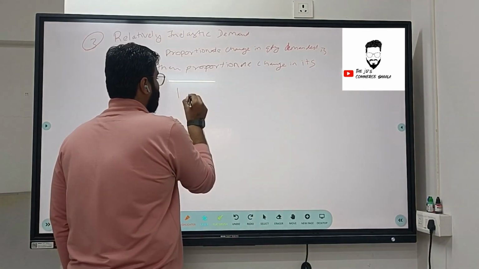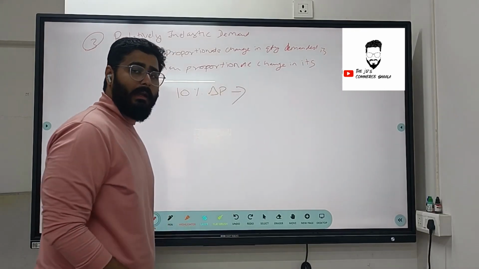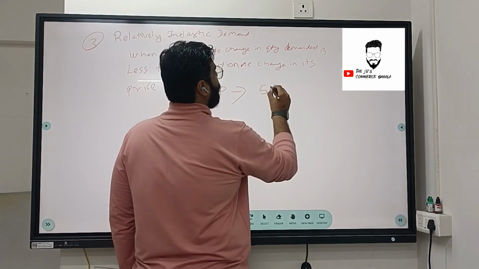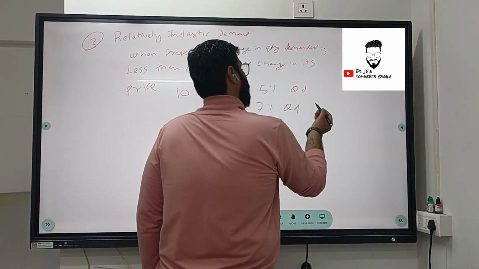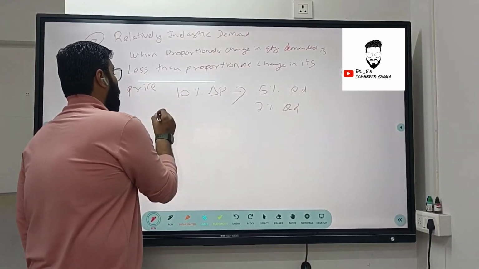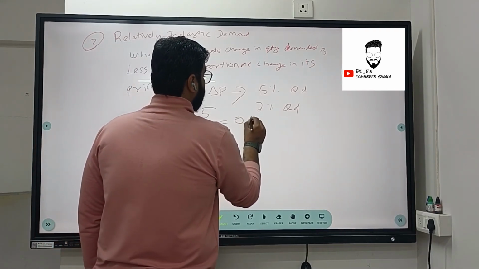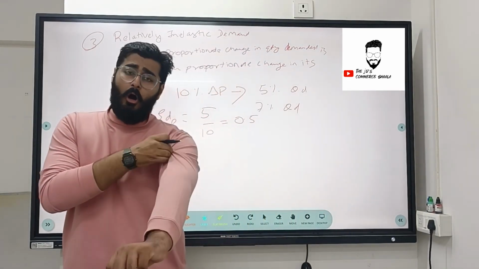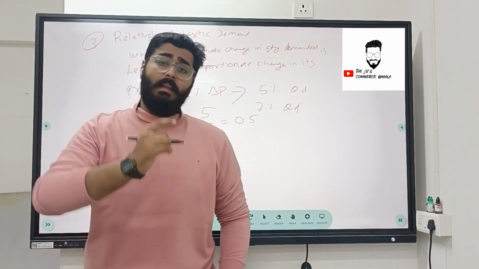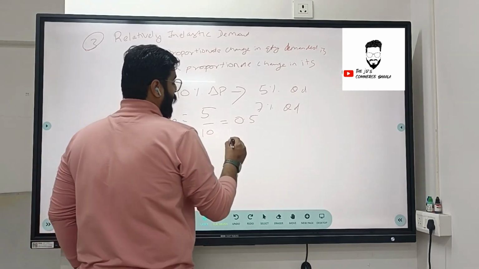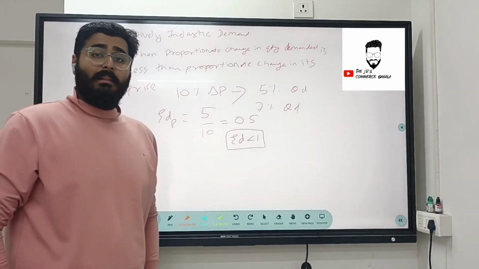Say for example, price changes by 10%, and in response to that, our demand changes by 5%. How much? Quantity demanded changes only 5% or maybe 7%. If as per the formula, elasticity of demand is equal to 5 upon 10, we get the answer 0.5. So in case of relatively inelastic demand, always your answer will be less than 1.